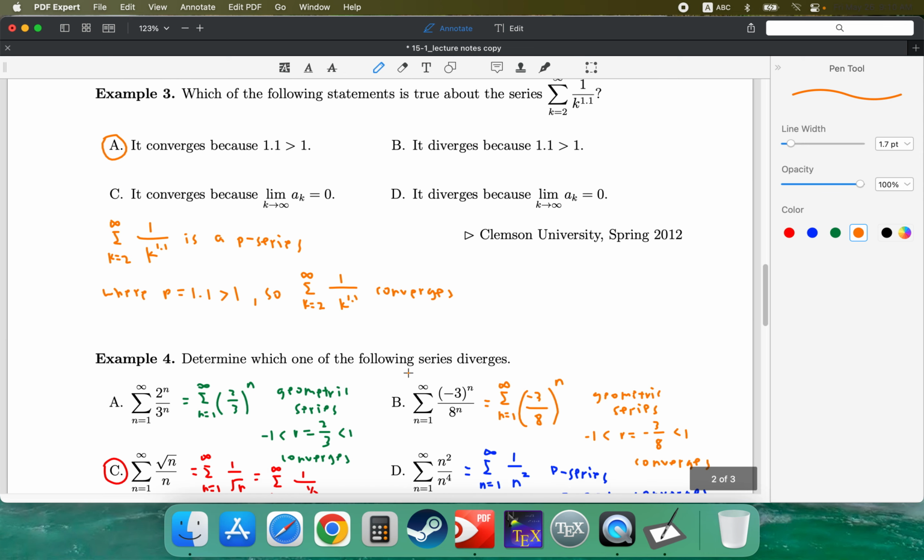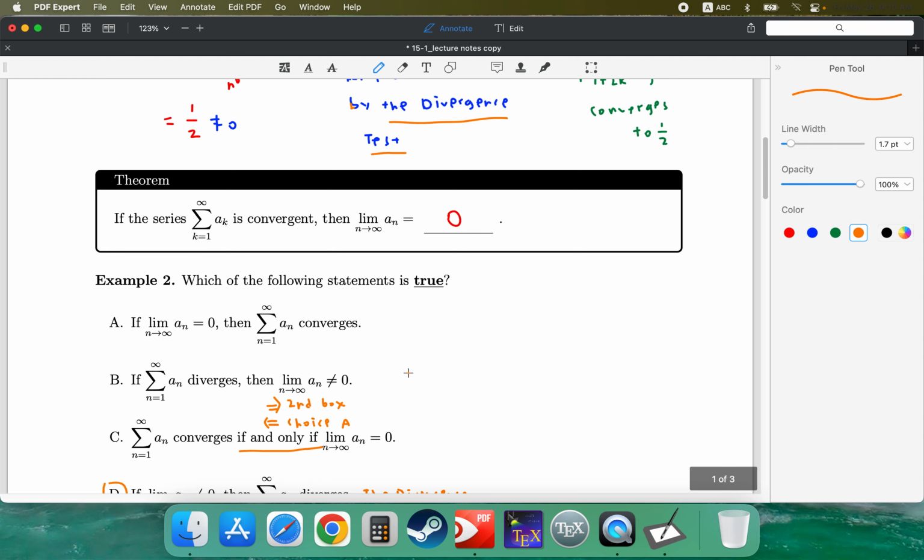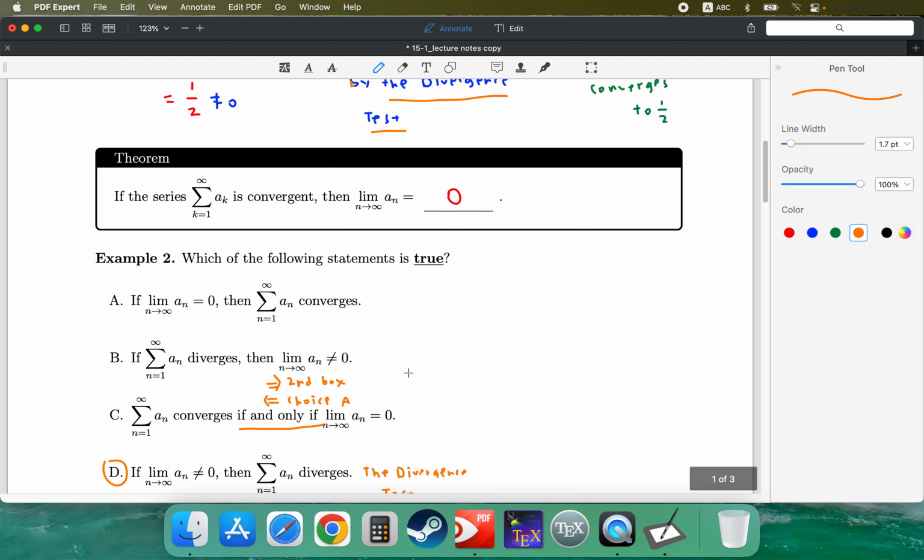Now let's go back to the first page. Right here, if the limit of the nth term equals 0 as n goes to infinity, then we don't really know about a series. So see page 3 for the example.